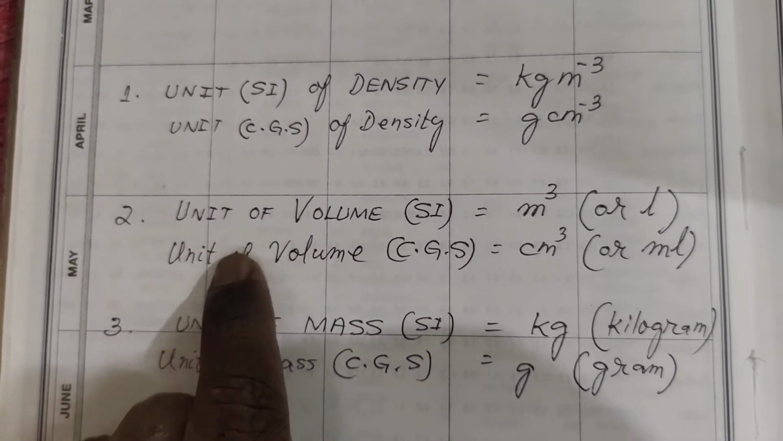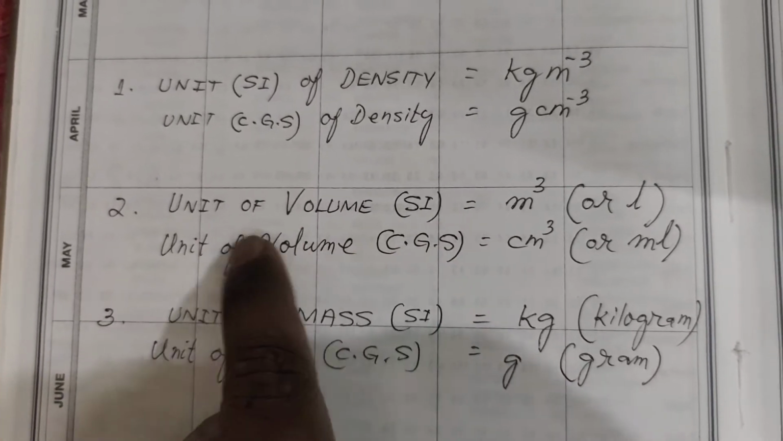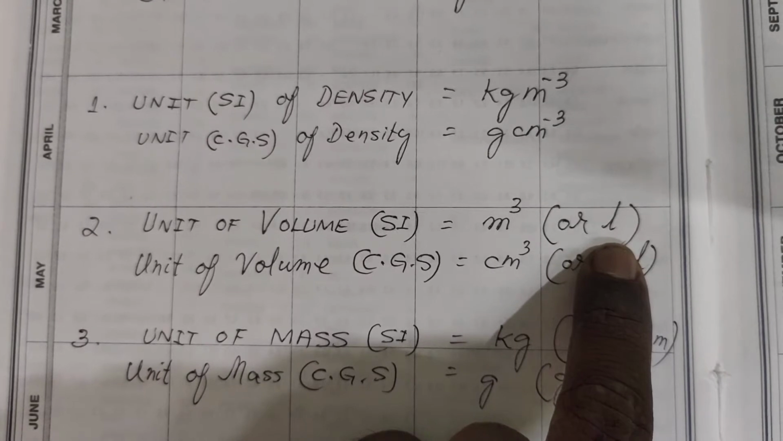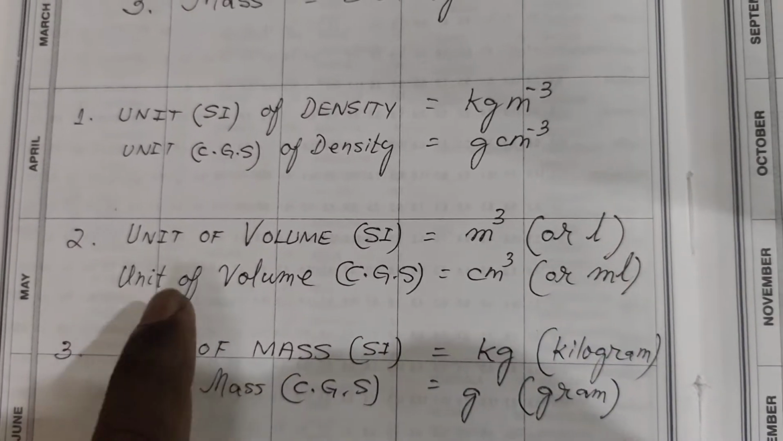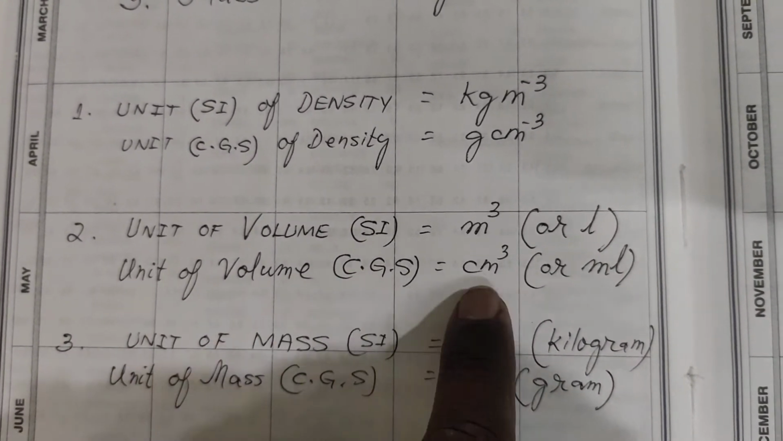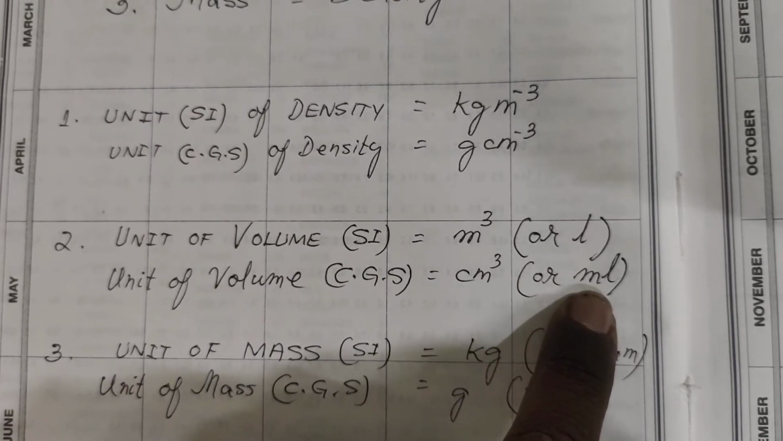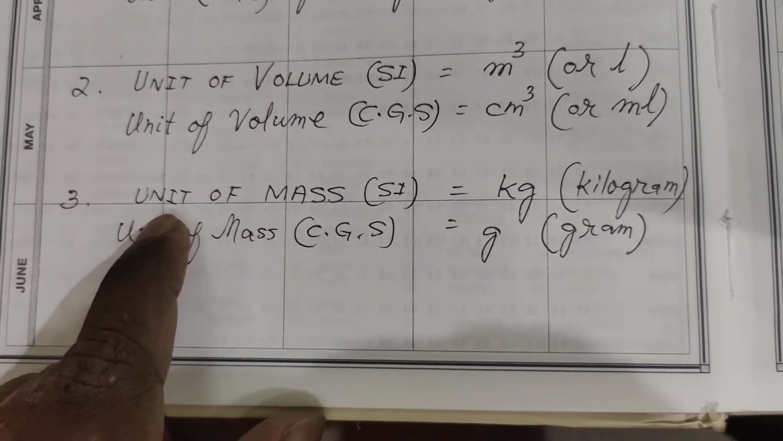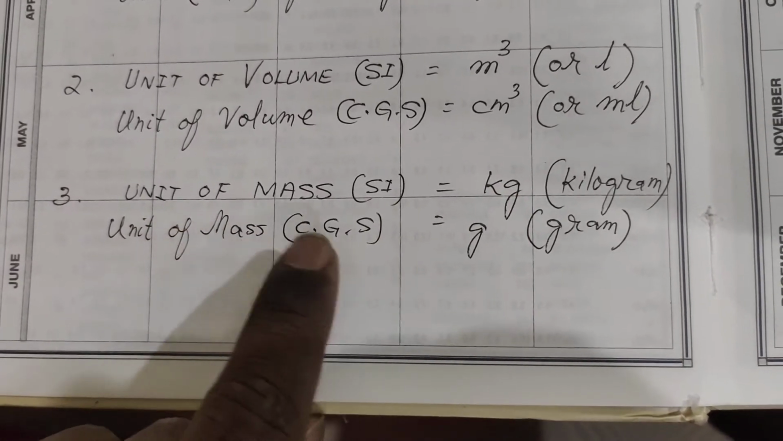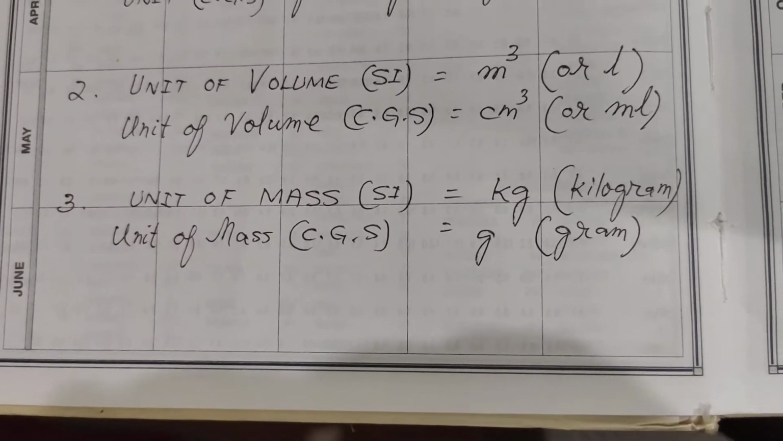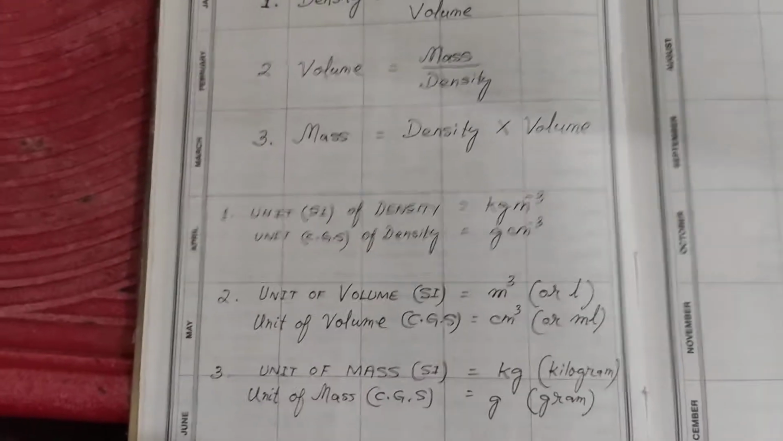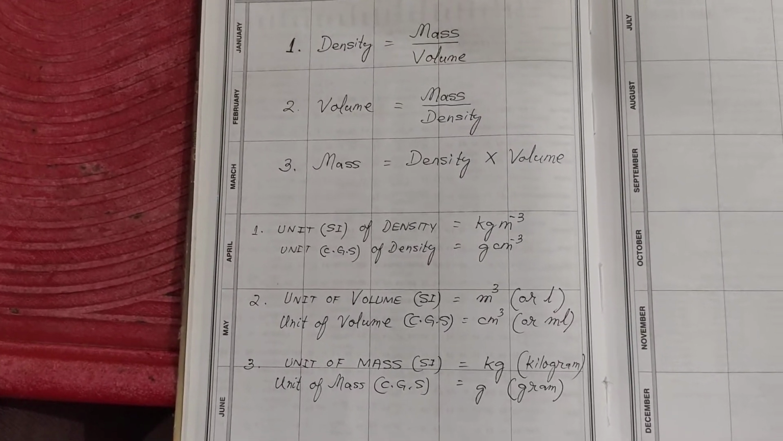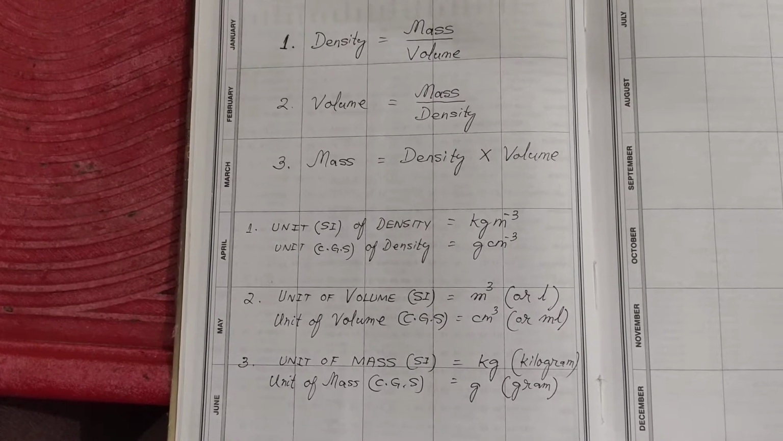Next we come to volume. The SI unit of volume is meter cube, or we can even give liter, L, short form of liter. The CGS unit of volume is centimeter cube or milliliter. Next we come to mass. The SI unit of mass is kilogram and the CGS unit of mass is gram. So these are the units and the formulas that are required for solving numerical problems of density, mass and volume.